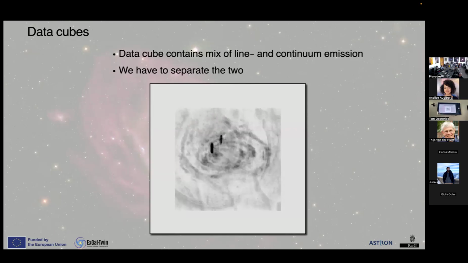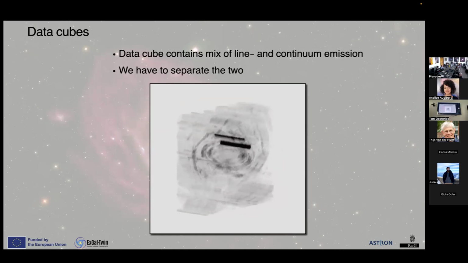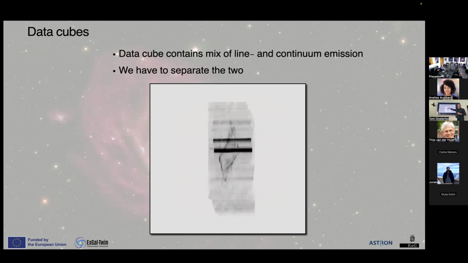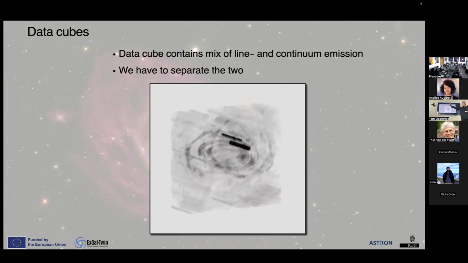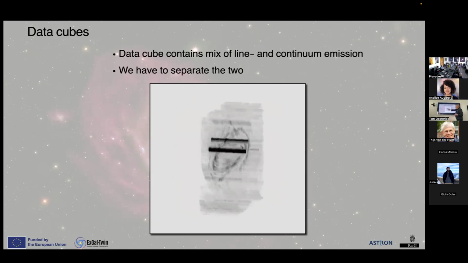Such a data cube, of course, every channel is a picture of the sky at a certain frequency. And of course, there are many different frequencies. That data cube contains, of course, a mix of line emission and continuum emission. And this is a movie of a data cube. This is a small data cube. And you can see these black sticks. That's the continuum emission, because that's basically independent of frequency, equally bright at every frequency. And in between, you see this mess.